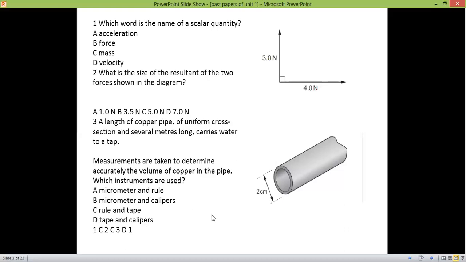And micrometer is also used to measure the diameter of thin wires. It is also used to measure the thickness of sheets. It is used to measure smaller lengths less than 2 centimeters.